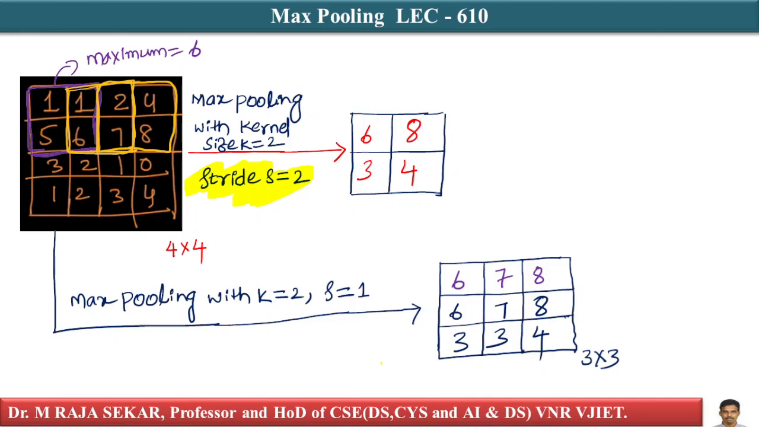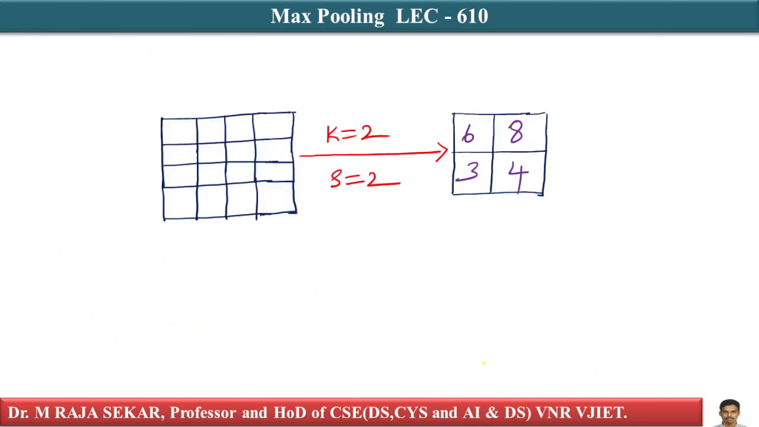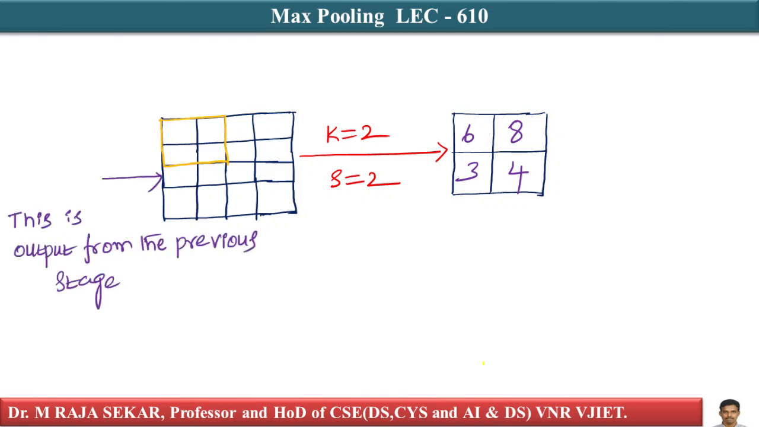The concept is this. Let's take a 4 by 4 matrix here. So how does max pooling create invariance? Let's assume I choose my kernel size equal to 2 and S equal to 2. What is my S? S means stride equal to 2. So what did we do? The first step, I took this one, the first 4 cells. This is the output from the previous stage.